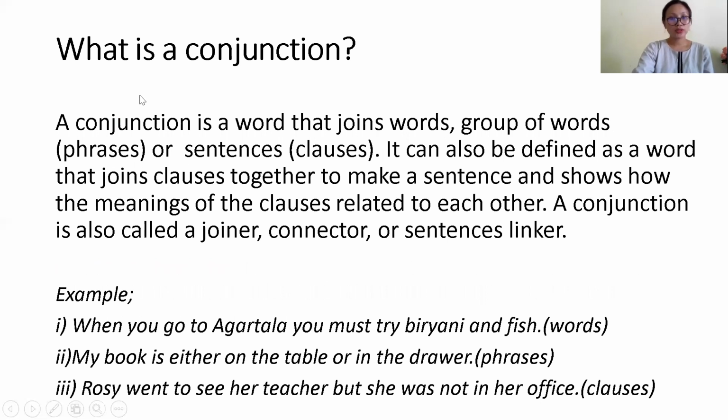Now we move on to the meaning or the definition of conjunction. What is a conjunction? A conjunction is a word that joins words, groups of words, that is phrases or sentences, also called clauses. It can also be defined as a word that joins clauses together to make a sentence and shows how the meanings of the clauses are related to each other. A conjunction is also called a joiner. Remember this, connective or sentence linker.